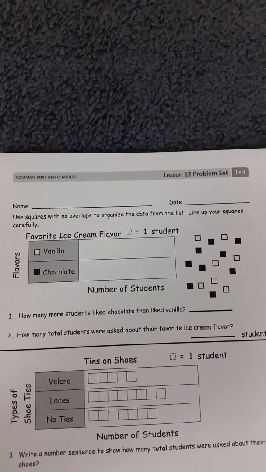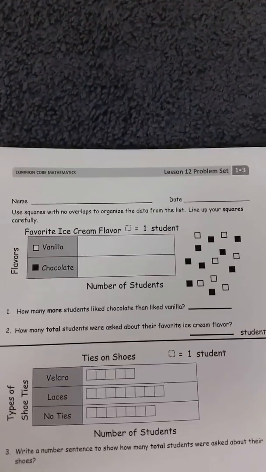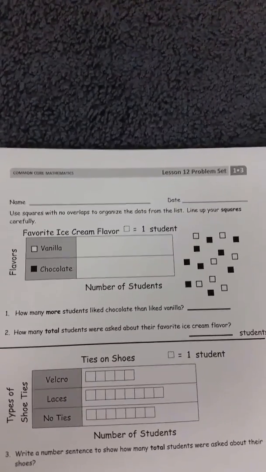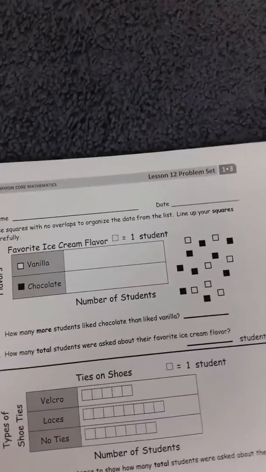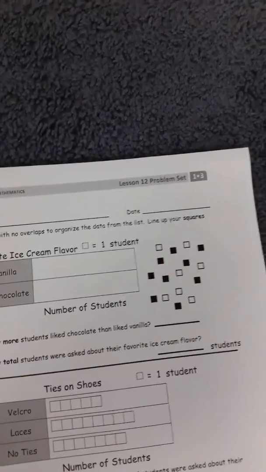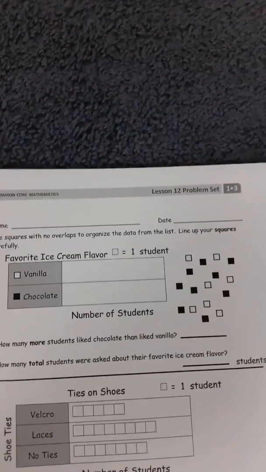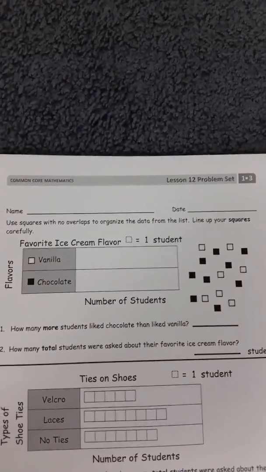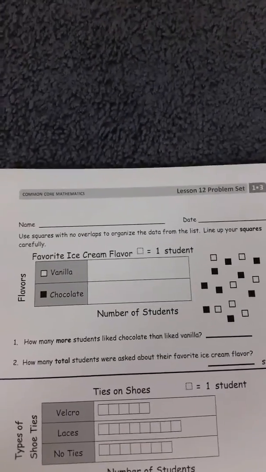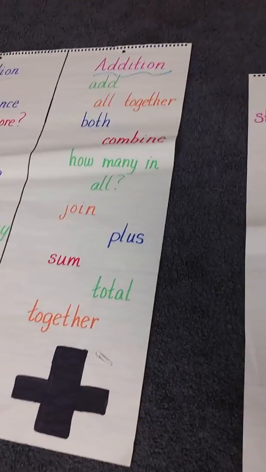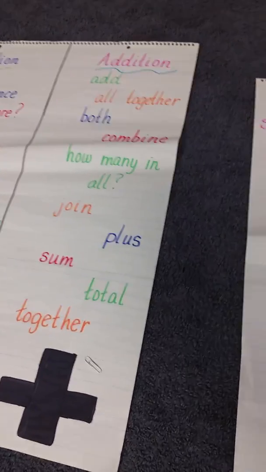How many more students like chocolate than vanilla? It says how many more. Are we going to add or subtract? Let's look on our chart. You're right. How many more is on the subtraction side? So you're going to find the difference, you're going to subtract. And how many total students were asked their favorite ice cream? Are we going to add or subtract for that one? You're right. If we look back here on our chart, total is on the addition side, the plus side. So we're going to add those 2 numbers together to find the total. How many in all? Okay.